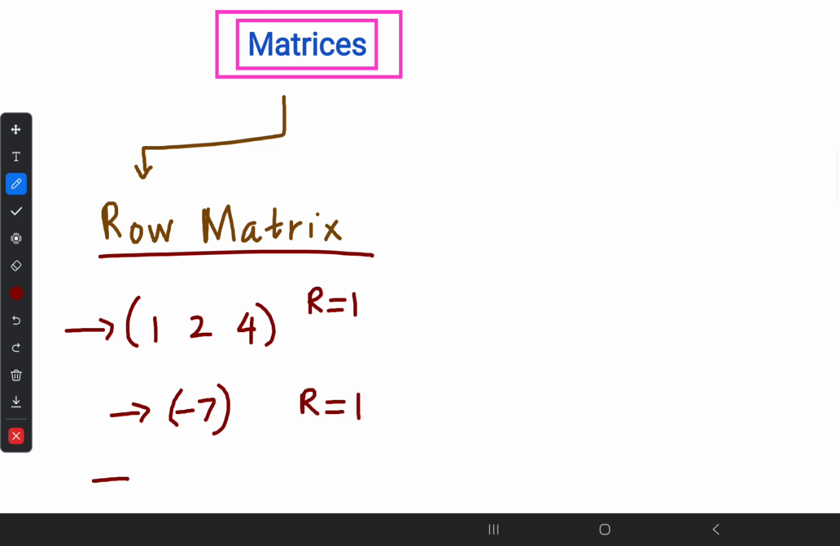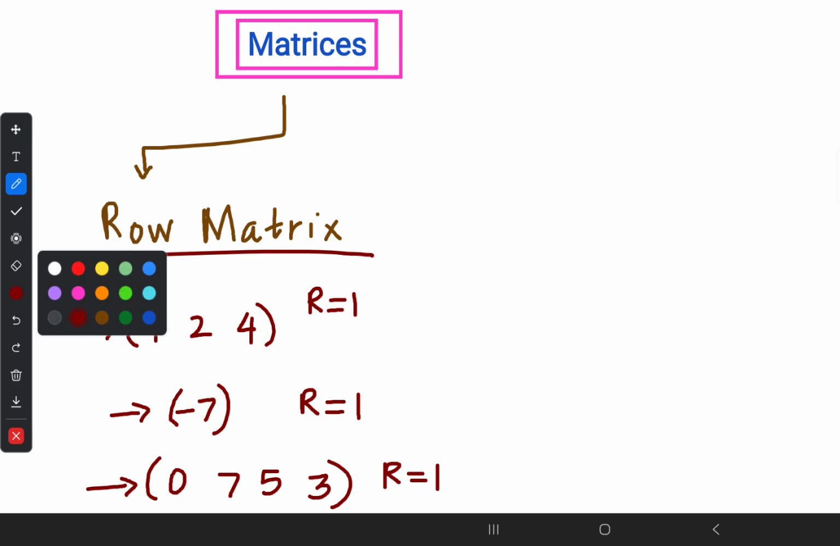Okay, one more example. Here I have 0, 7, 5, 3. How many rows in this matrix? Only a single row. If a matrix contains only a single row, that is called a row matrix.